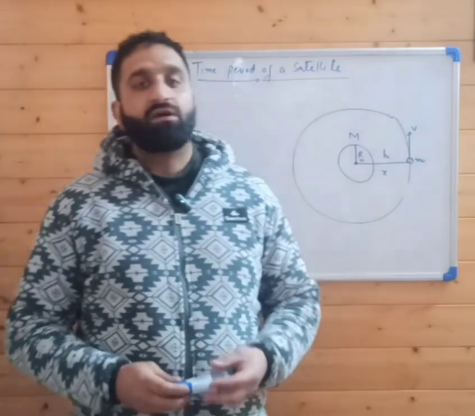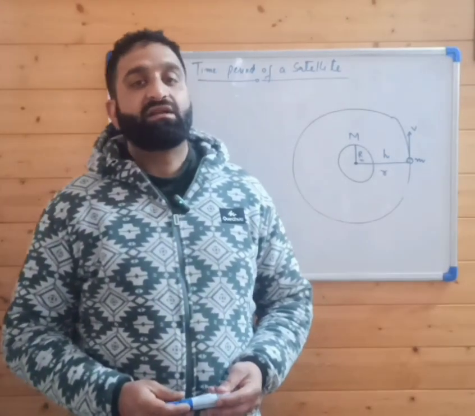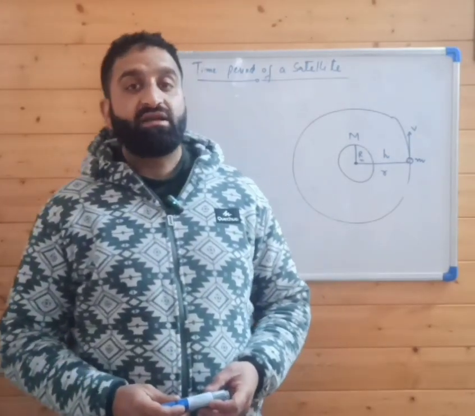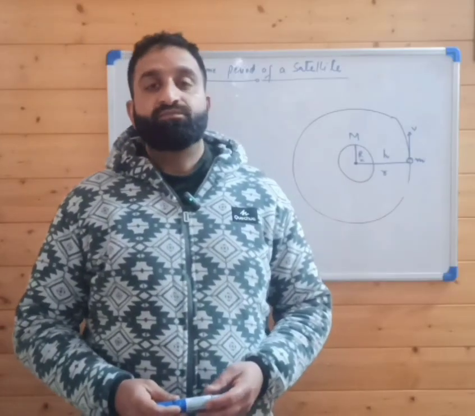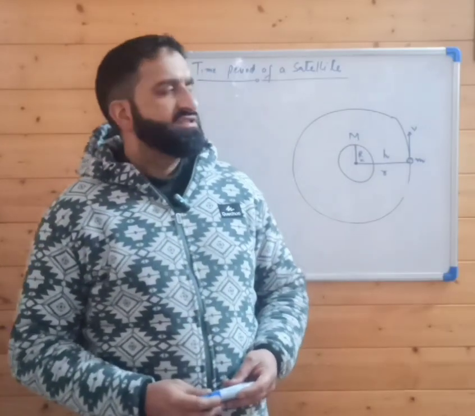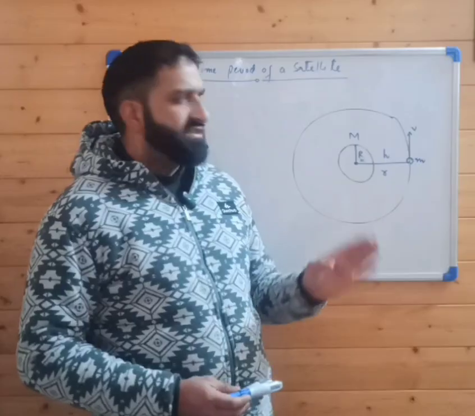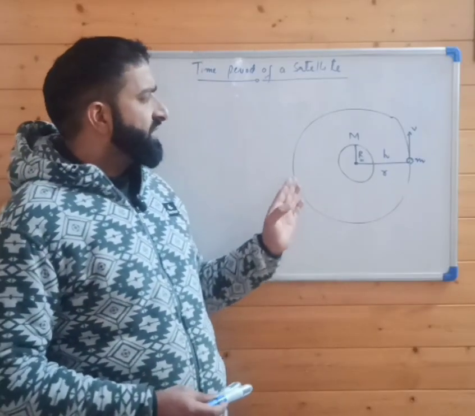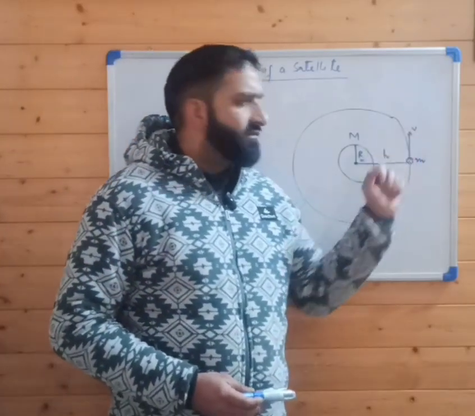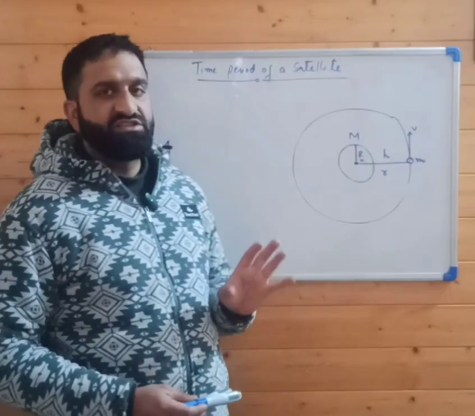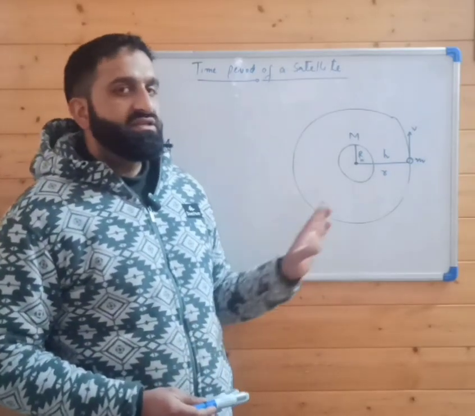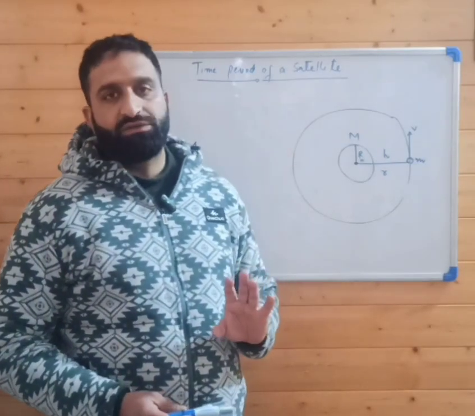Discussing the time period of a satellite. The time period of a satellite is defined as the time taken by the satellite to complete one revolution around the Earth. That means if we take a satellite of mass m that is orbiting around the Earth at an altitude h with an orbital velocity v, we have to see what is the time taken by this satellite to complete one complete revolution.